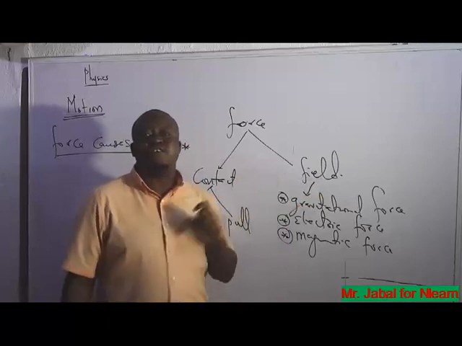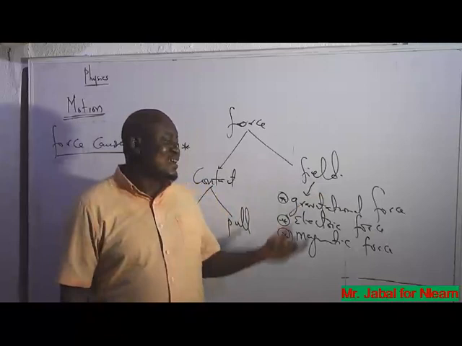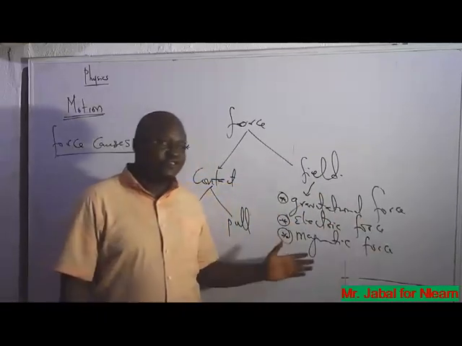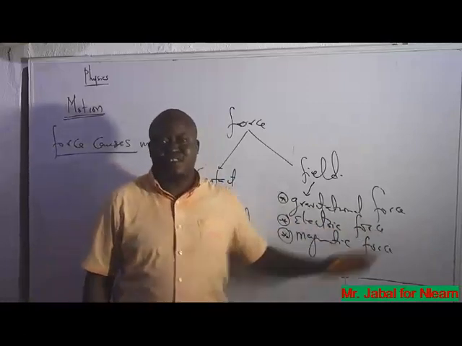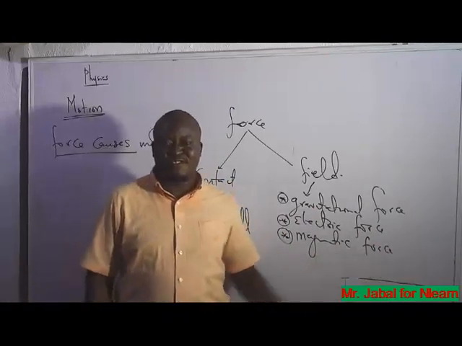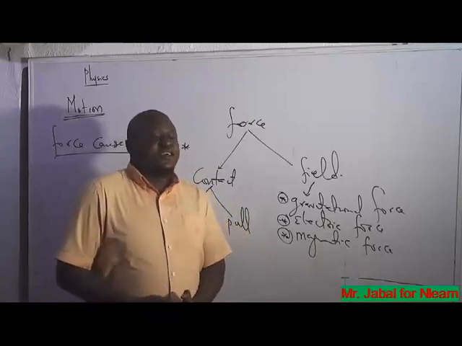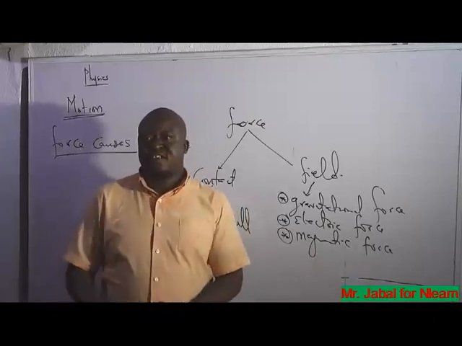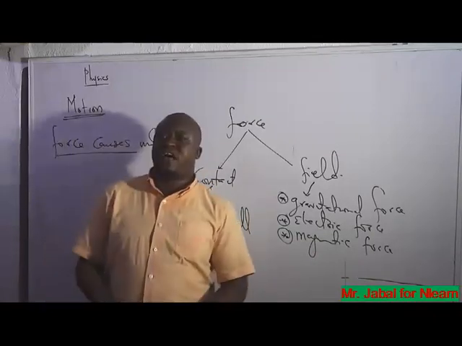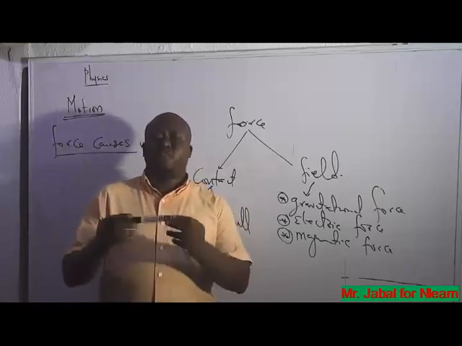So a field is a region where a certain force is being experienced. A region where a gravitational force is experienced is called a gravitational field. A region where an electric force is experienced is called an electric field. And a region where a magnetic force is experienced is called a magnetic field. Now, they say that the basic law of gravity states that whatever goes up surely comes down. When you throw a body up, you observe that the body moves up, but it will still end up falling down.